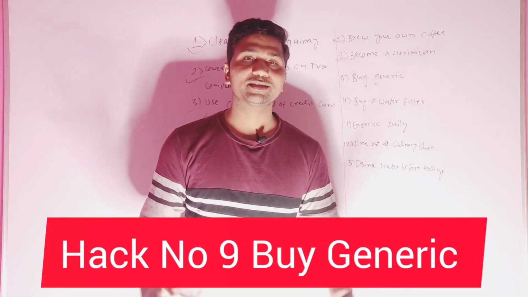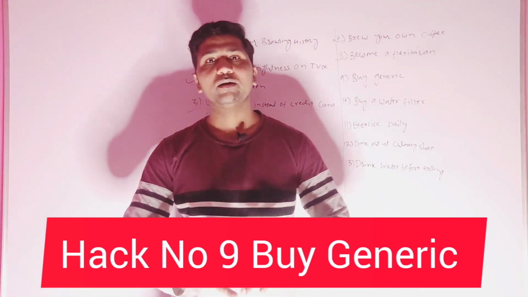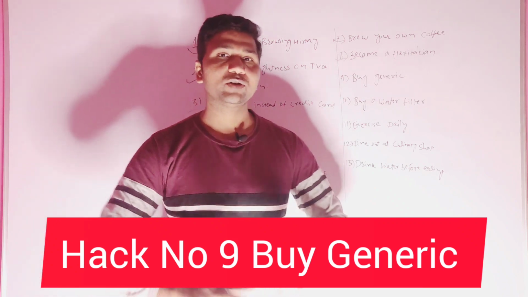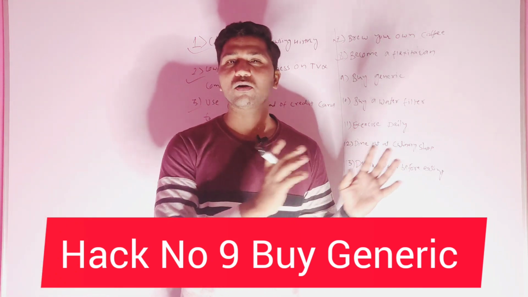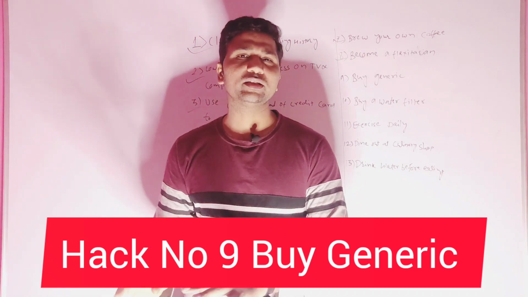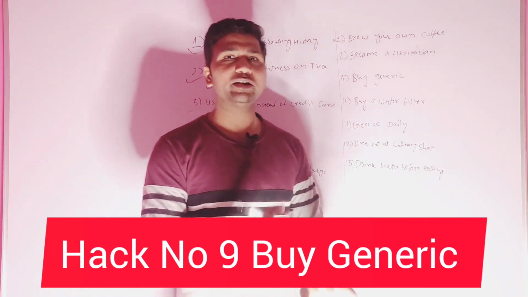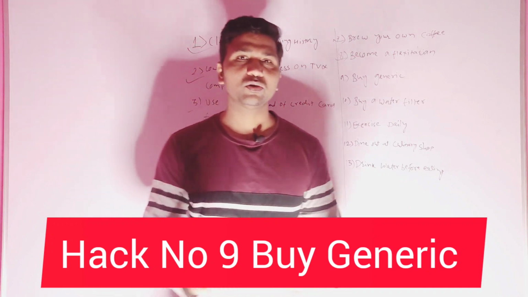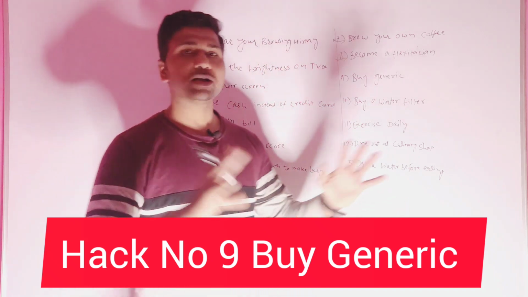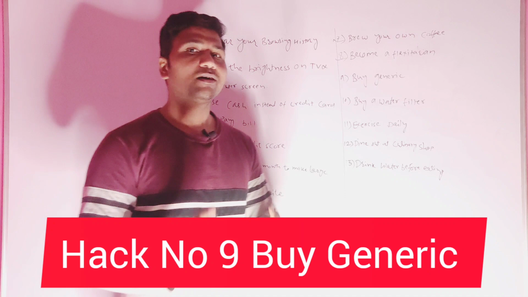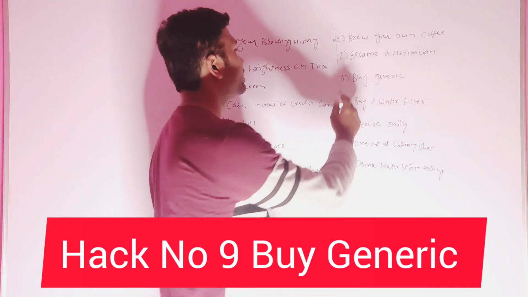So hack number 9: buy generics. Buying generics saves you a huge amount of money. If you purchase the same item from a branded name or a branded shop, it will cost you more because of the name of that brand. The ingredients used in branded items are the same as those used in the generic products. So there is no difference in the ingredients. The only difference is the brand, so you need to pay extra money for the brand name. Try to use generic products, because you will get the same quality and the same benefit because of the ingredients themselves. So you can save a huge amount of money just by buying generic items.